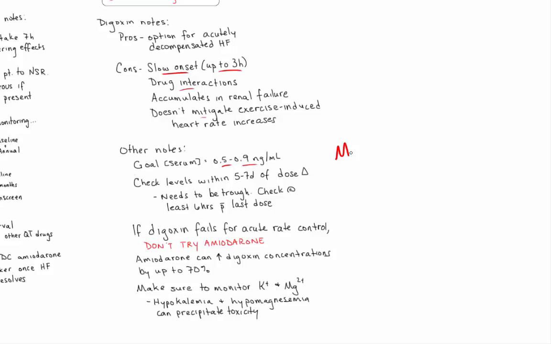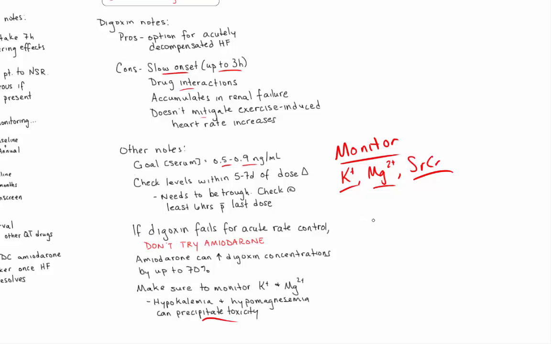And you also want to monitor the patient's potassium, mag, and serum creatinine, since hypokalemia and hypomagnesemia can precipitate toxicity. So you want to keep a close eye on your potassium and your mag. Serum creatinine is important to keep an eye on because renal failure is going to decrease the rate of excretion of digoxin, so you can increase those serum levels and precipitate dig toxicity, which is something that we'll cover next semester during the toxicology section.